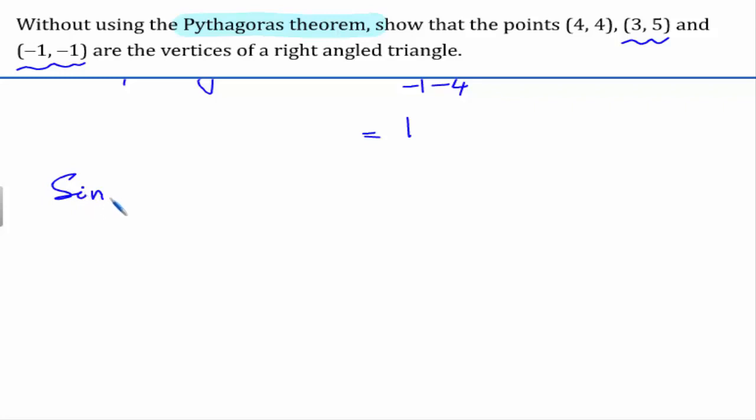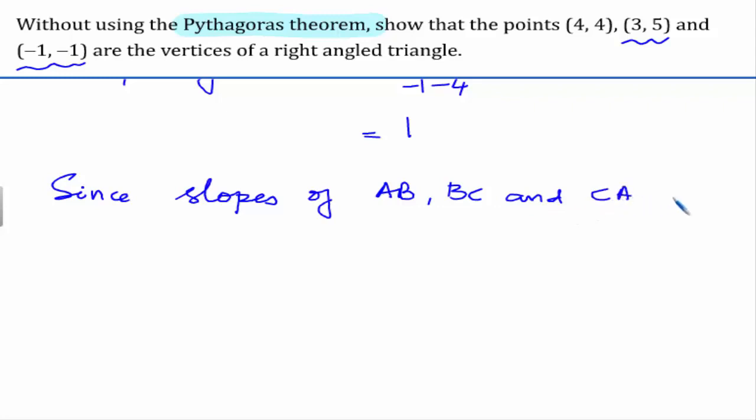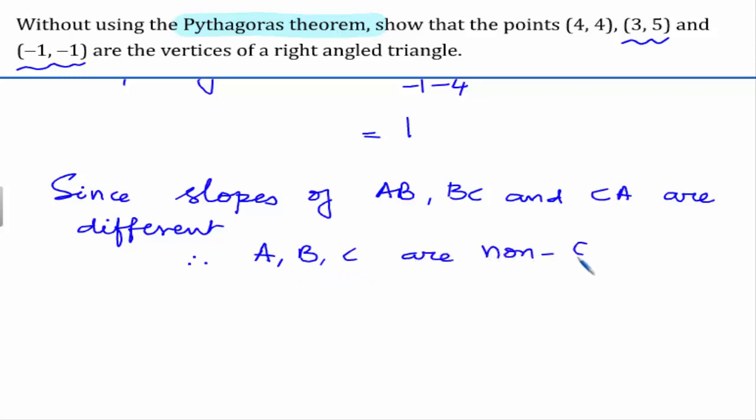So since slopes of AB, BC and CA are different, therefore the 3 points A, B, C are non-collinear. Therefore, they can form a triangle.